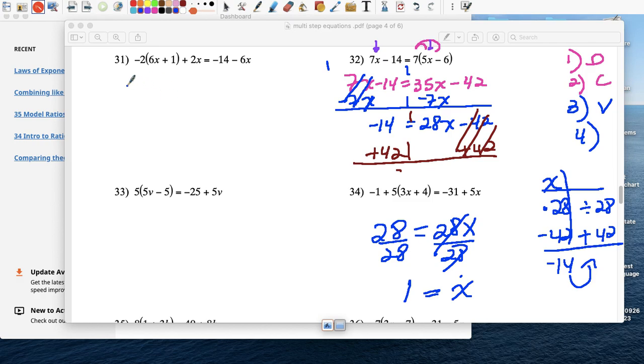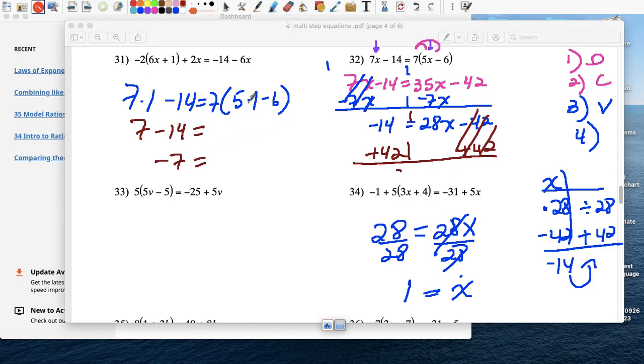7 times 1 minus 14 equals 7 times parentheses 5 times 1 minus 6. And hopefully this time I did it correctly. 7 times 1 is 7, minus 14, and 7 minus 14 is negative 7. Let's check the right side. 5 times 1 is 5. 5 minus 6, right? So positive 5 minus 6 is negative 1. So inside the parentheses, I have negative 1, and 7 times negative 1 is negative 7. So now my solve works, and I know my solution, x equals 1, is correct.